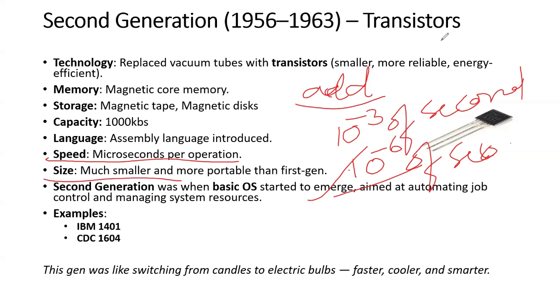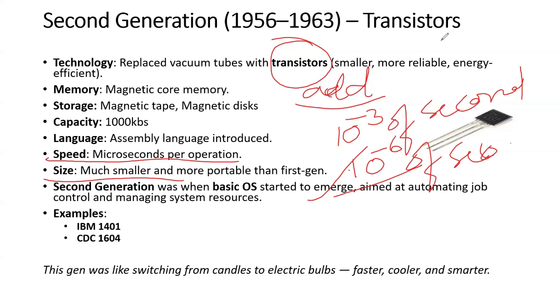Next is size. Here we are discussing the size of the computer. The size of the computer is much smaller and more portable compared to the first generation. As I have quoted in the first generation slide, the size of the computer was as big as the size of a room. But in the second generation, because of the transistors, the circuits have all scaled down, and miniature kinds of circuits have started coming up. The size of the computer also shrunk compared to what it was in the first generation.